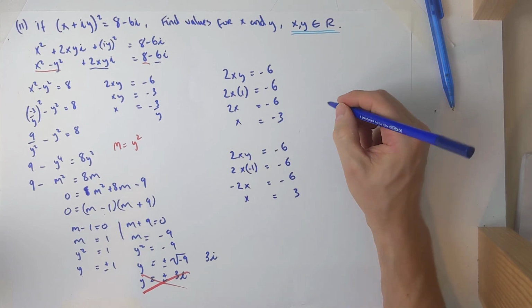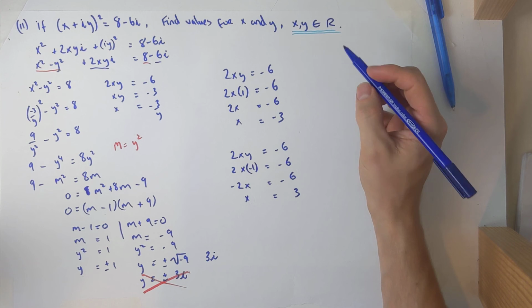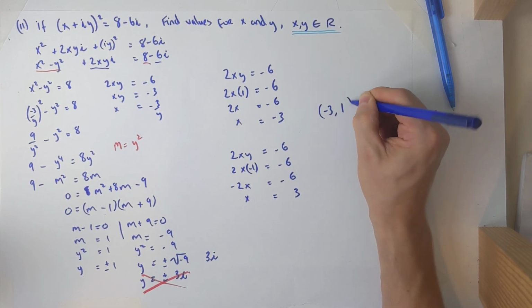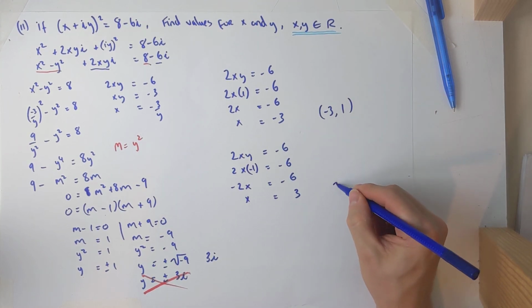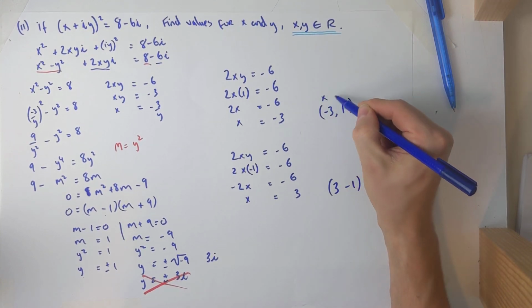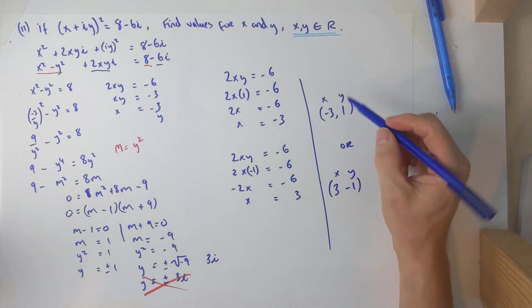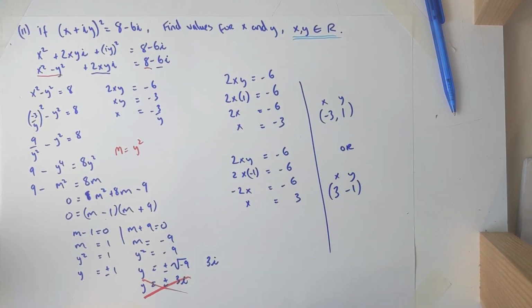So your answers are: you get minus 3 paired with a 1, and you get 3 paired with a minus 1. So that's it, that's your x and y. You either get x equal to minus 3 and y equal to 1, or x equal to 3 and y equal to minus 1.